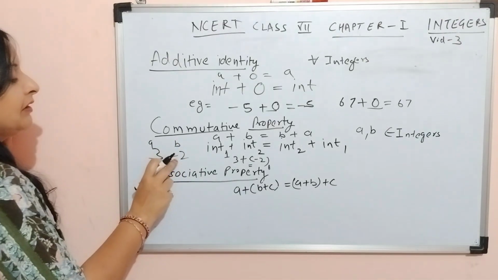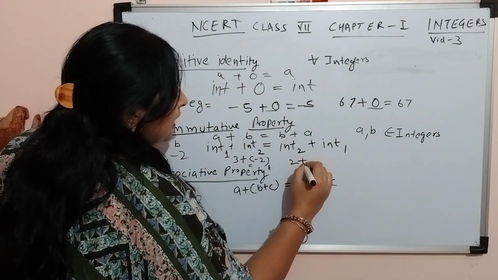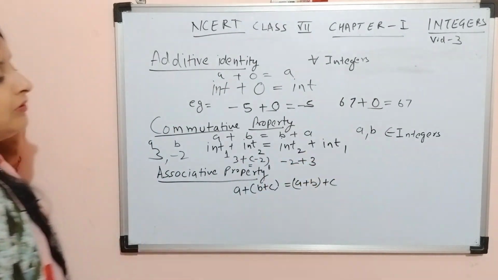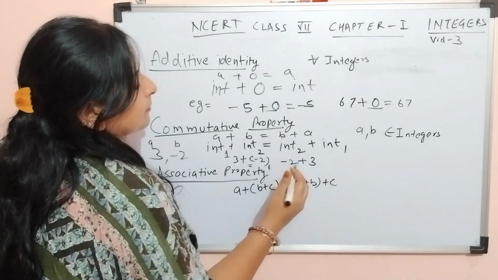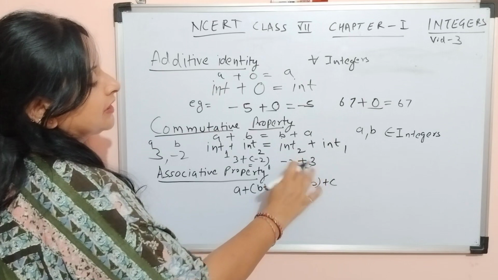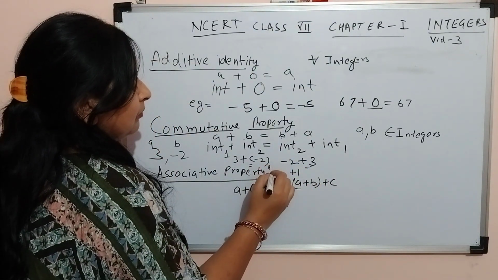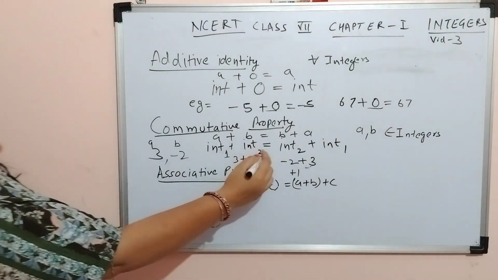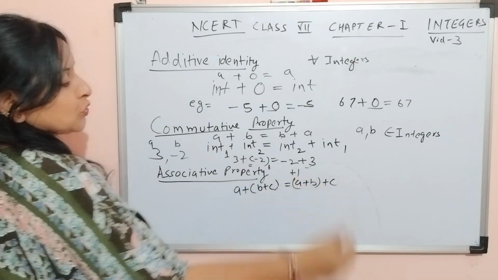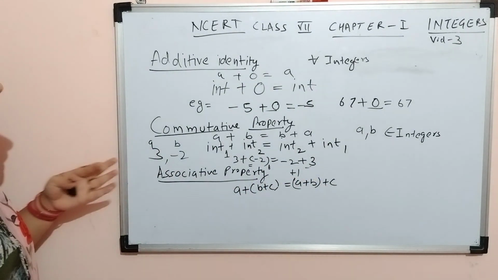Now we will take the value of b plus a. So b plus a here will be minus 2 plus 3. Here one is positive and the other is negative, so subtraction will happen and the sign of the greater number will come, that is positive. So the answer here will be plus 1. You can see that in both cases a plus b is equal to b plus a, that is 3 plus minus 2 is equal to minus 2 plus 3. This is true for all integers.